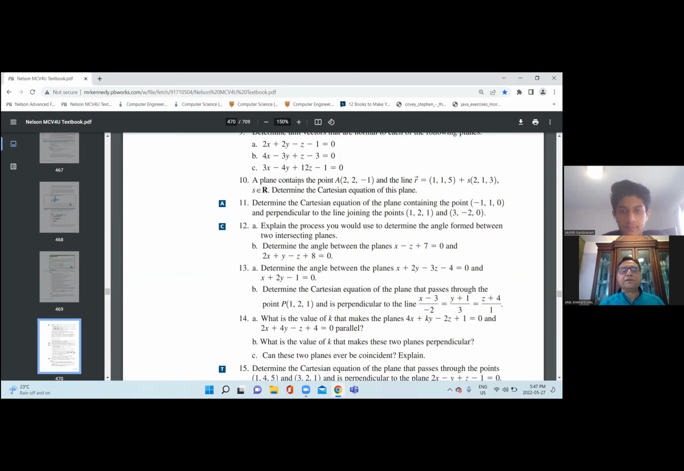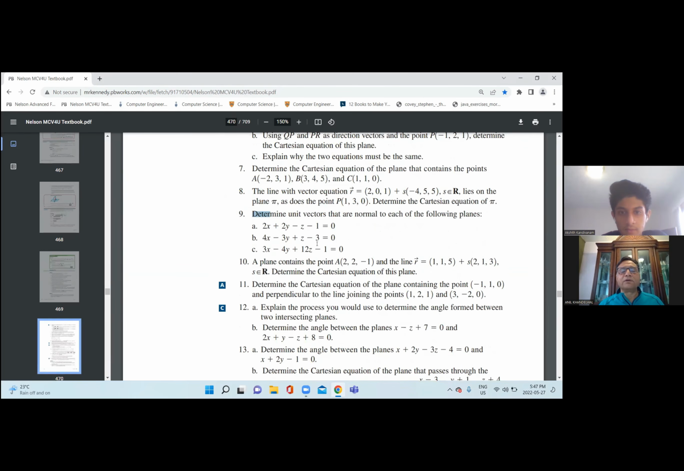Okay, question number 9 looks slightly different. Have a look at it. Determine unit vectors that are normal to each of the following planes. So you have to now find unit vectors which are normal to these planes. How will you do that? Because from the plane, we only know the normal vector. Is that okay? Right. Now we need to find unit vectors that are normal to each plane.